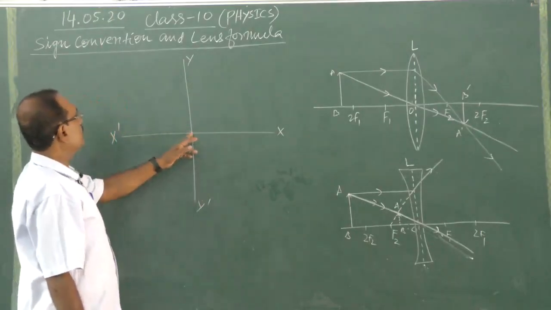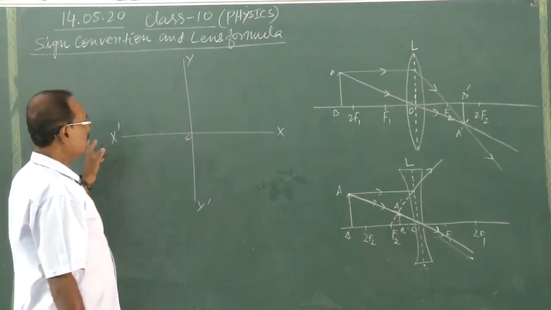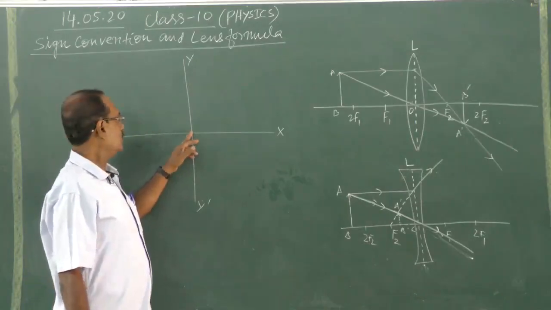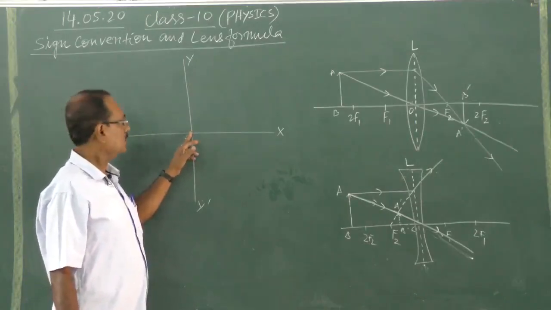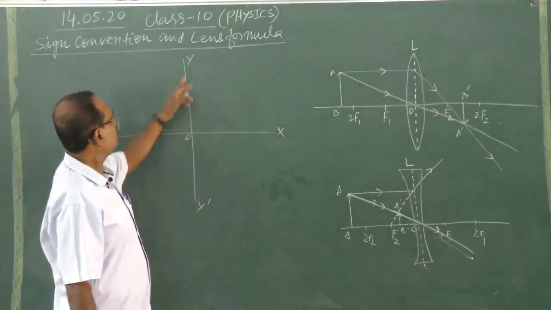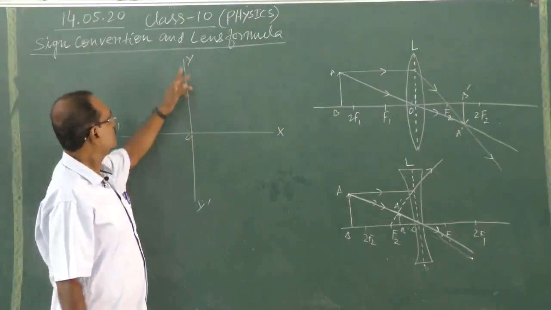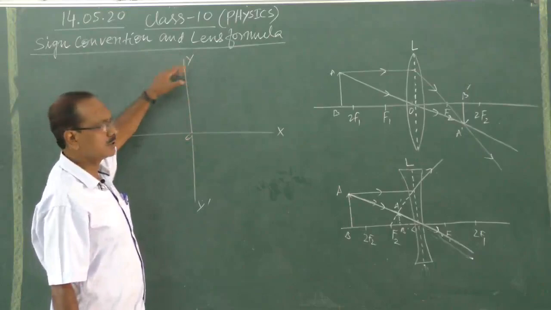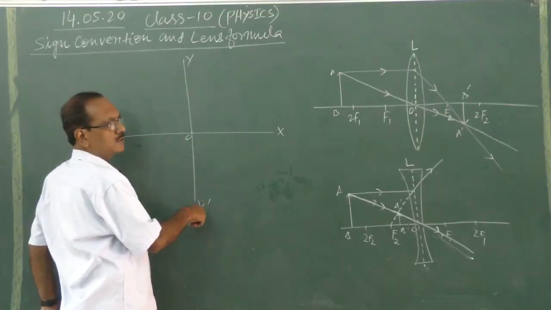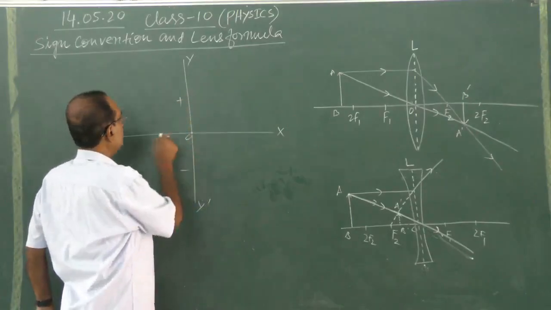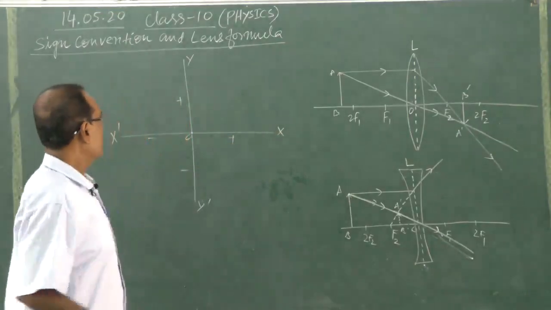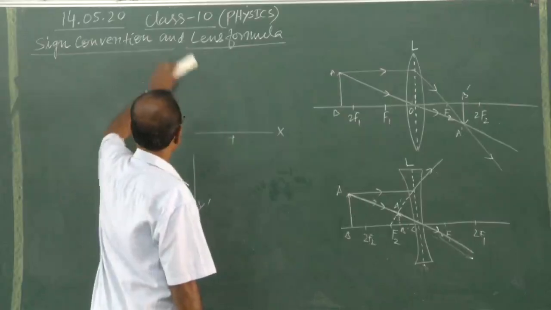Again, from origin towards left we are taking negative, and from origin towards right along the x axis we are taking positive. Above origin along y axis we are taking positive. Below origin along y axis we are taking negative. So this way we are doing. Here also same thing will do.